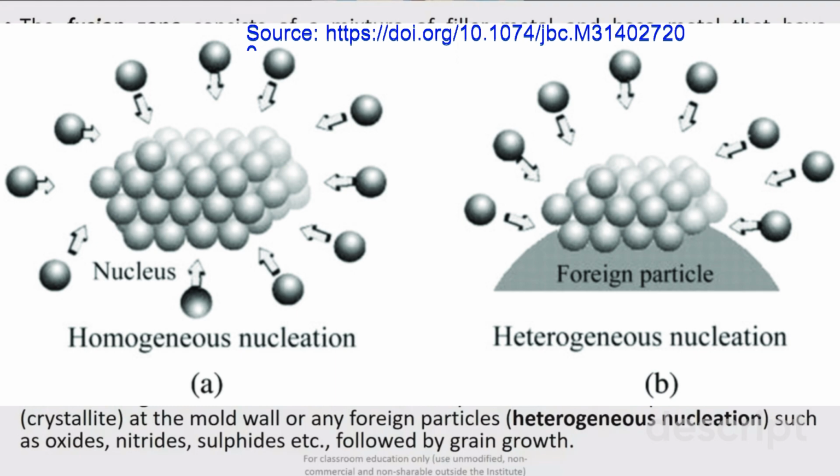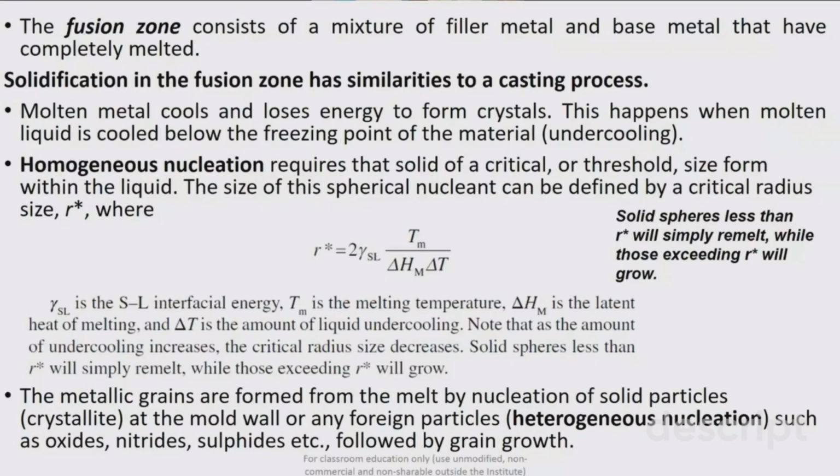This happens due to the lowering of the melt temperature below the freezing point, and for initiation of homogeneous nucleation, you require a threshold size of the nucleant or the nuclei. That particular size of the nuclei, or the spherical nucleant, is defined as the critical radius. Unless you achieve that critical radius, the nuclei which form in the melt dissolve automatically. If you achieve that critical radius, crystals will start to grow. Before that critical radius, these solid spheres or nuclei will simply remelt.